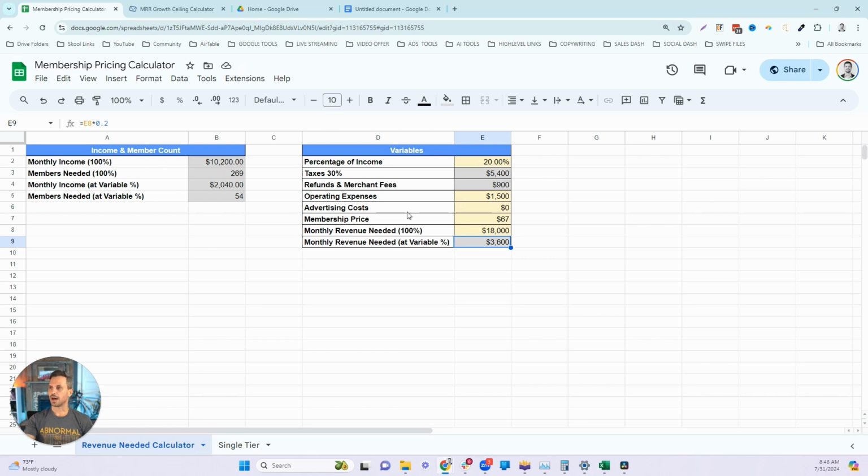Okay, great. Now, based on these numbers, how many members do I need to bring in to, first of all, hit the $10,200 if that was going to be 100% of our income? At $67 per member, we would need to bring in 269 members to make $10,200 in revenue. But again, we only wanted our membership community to make up 20% of our overall income. So for us, we only need to generate $3,600 in revenue. And to do that at $67 per member, we need to bring in 54 members.